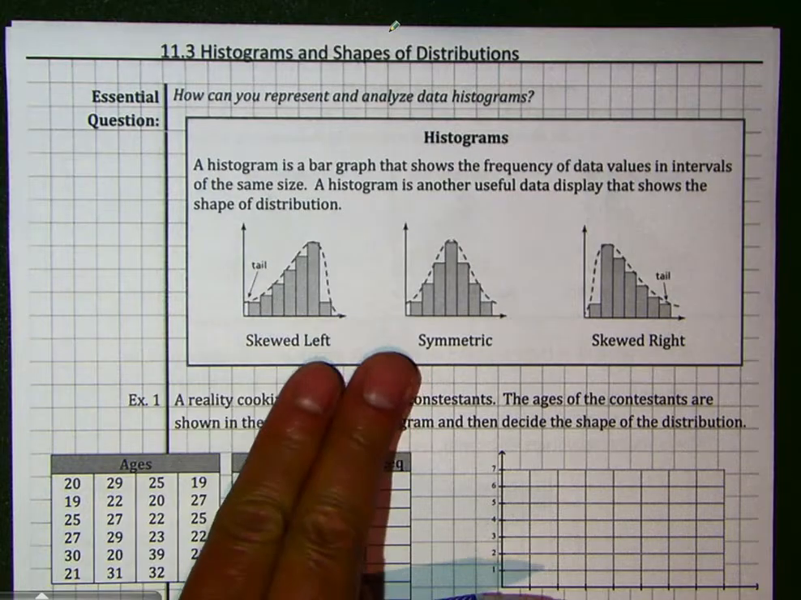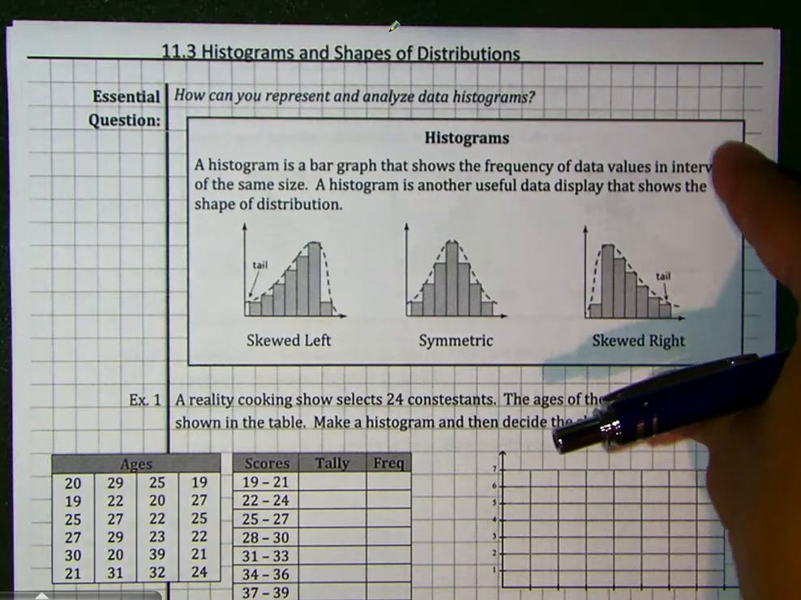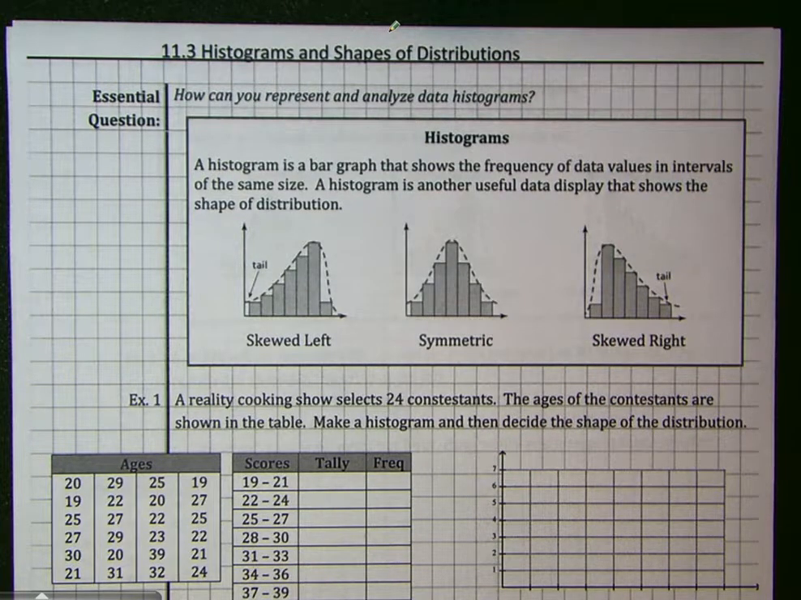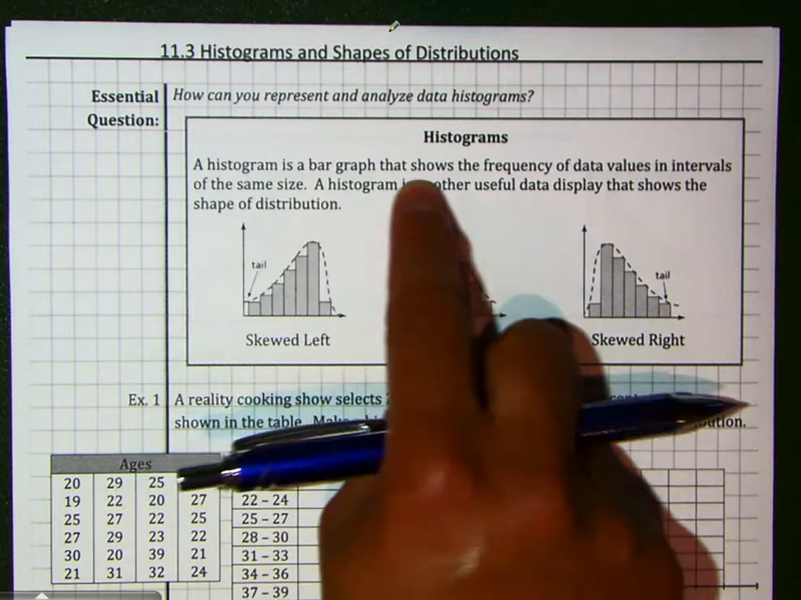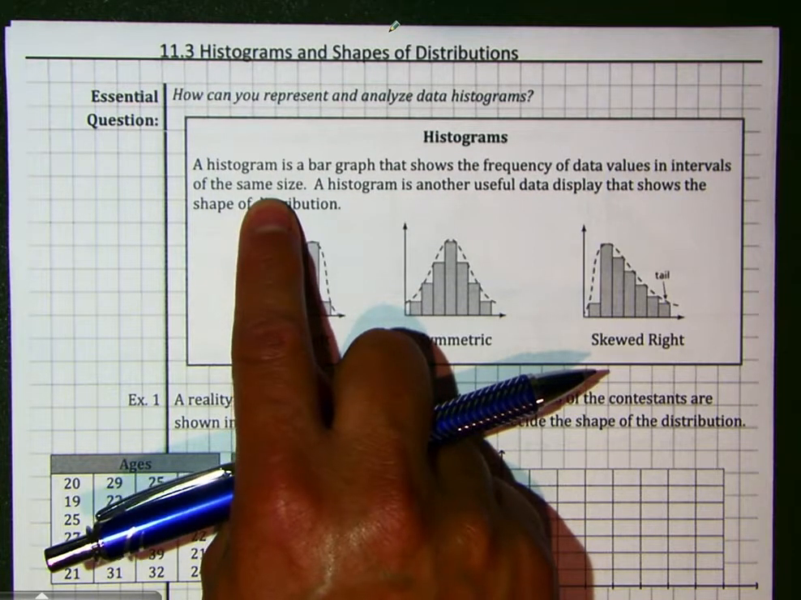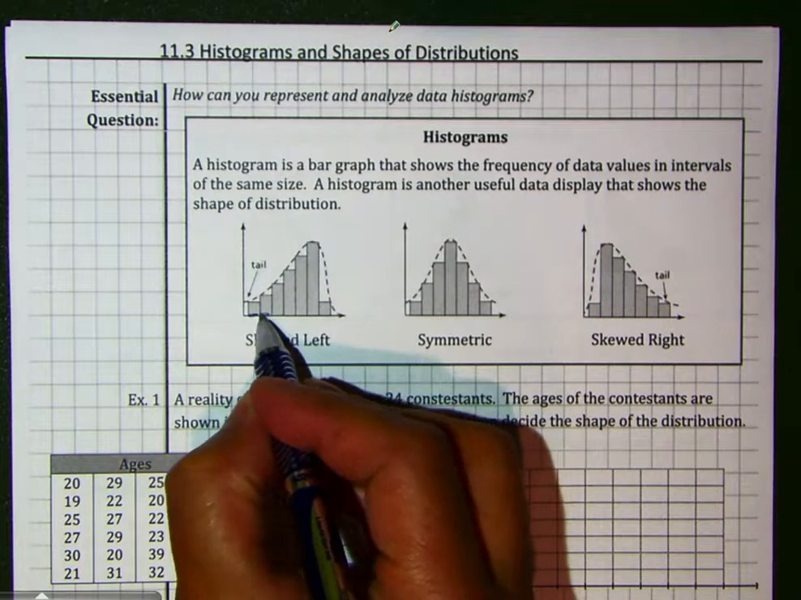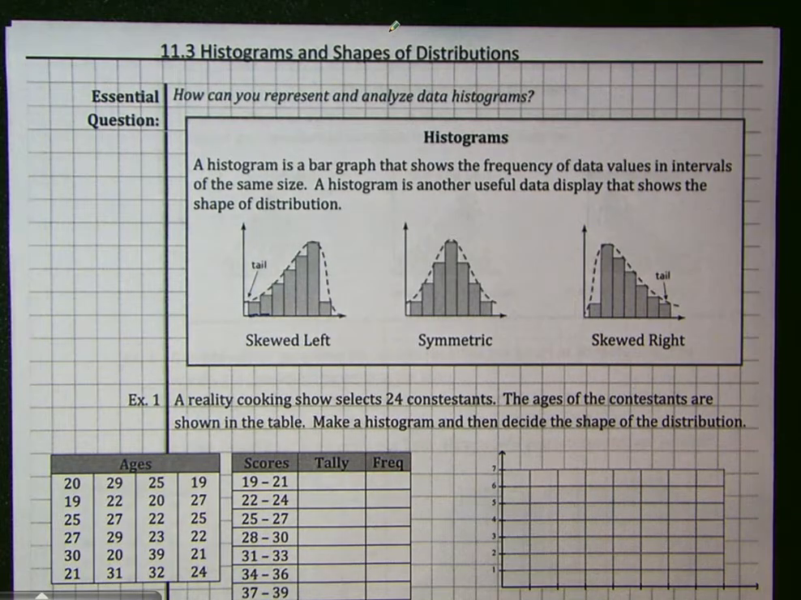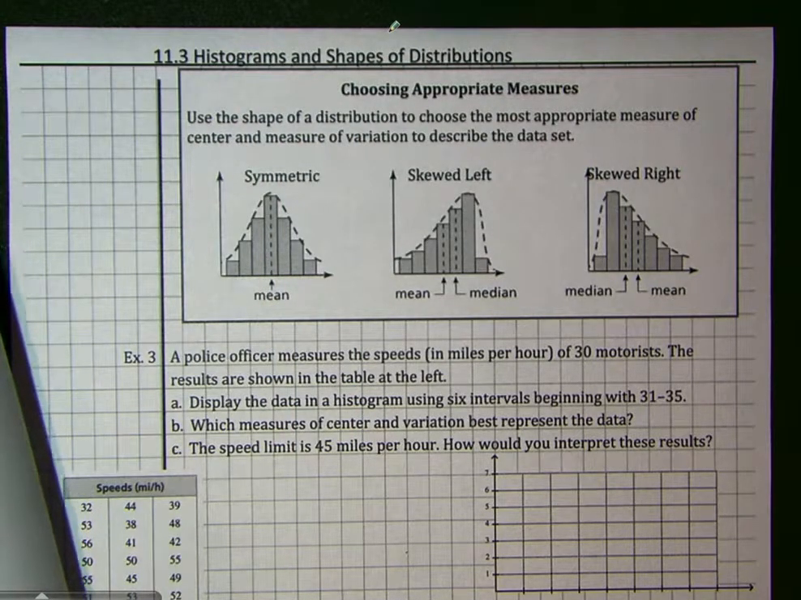Go ahead and pause it if you need more time to copy it down. A histogram is a bar graph that shows the frequency of data values in intervals of the same size. Therefore, each of the bars will have the same size. We're going to look at one in example number one. We're actually going to build example number one, number two, and number three.